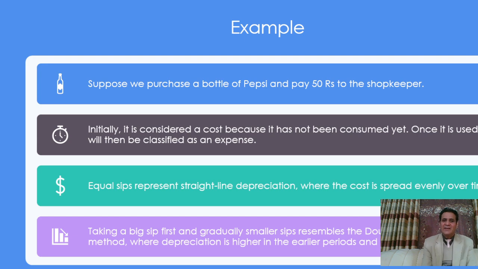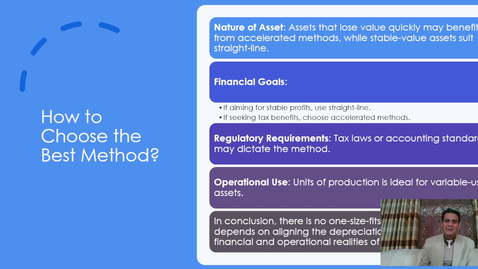If you take equal sips, then it becomes a straight line depreciation, where the cost is spread evenly over time. If you take a big sip first and gradually smaller sips, it resembles the double declining balance method, where depreciation is higher in the earlier period and decreases over time.